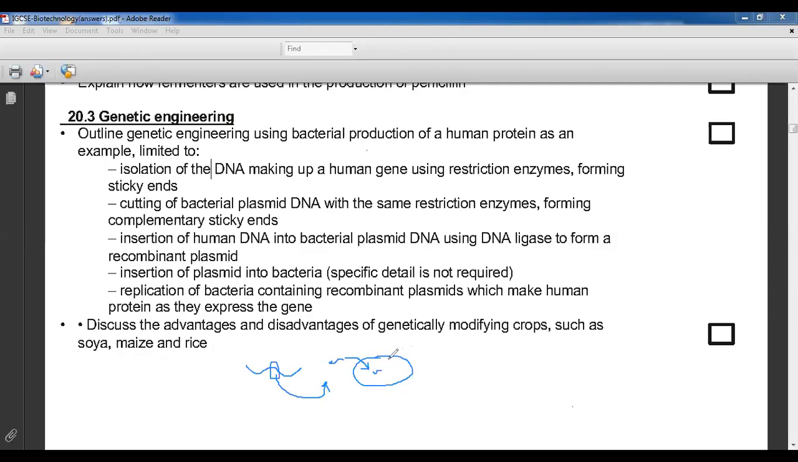Now, we use this genetic engineering in biotechnology. What is biotechnology? In biotechnology we are producing certain products for the benefit of human beings. It's the branch of biology in which we produce certain products for the benefit of mankind.